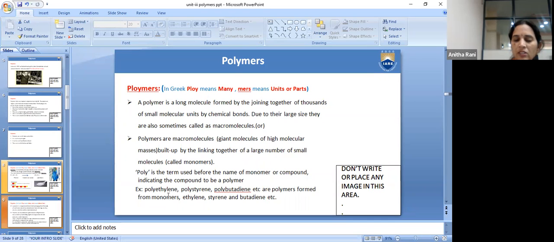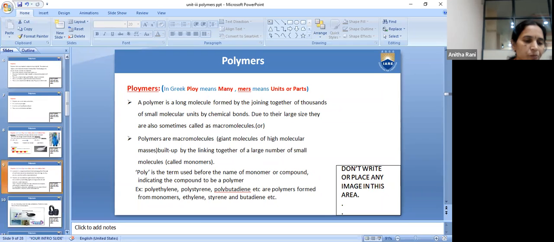Examples: polyethylene, polystyrene, polybutadiene, etc. are polymers formed from monomers of ethylene, styrene, butadiene. So before the monomer, we are writing poly, indicating the polymer.